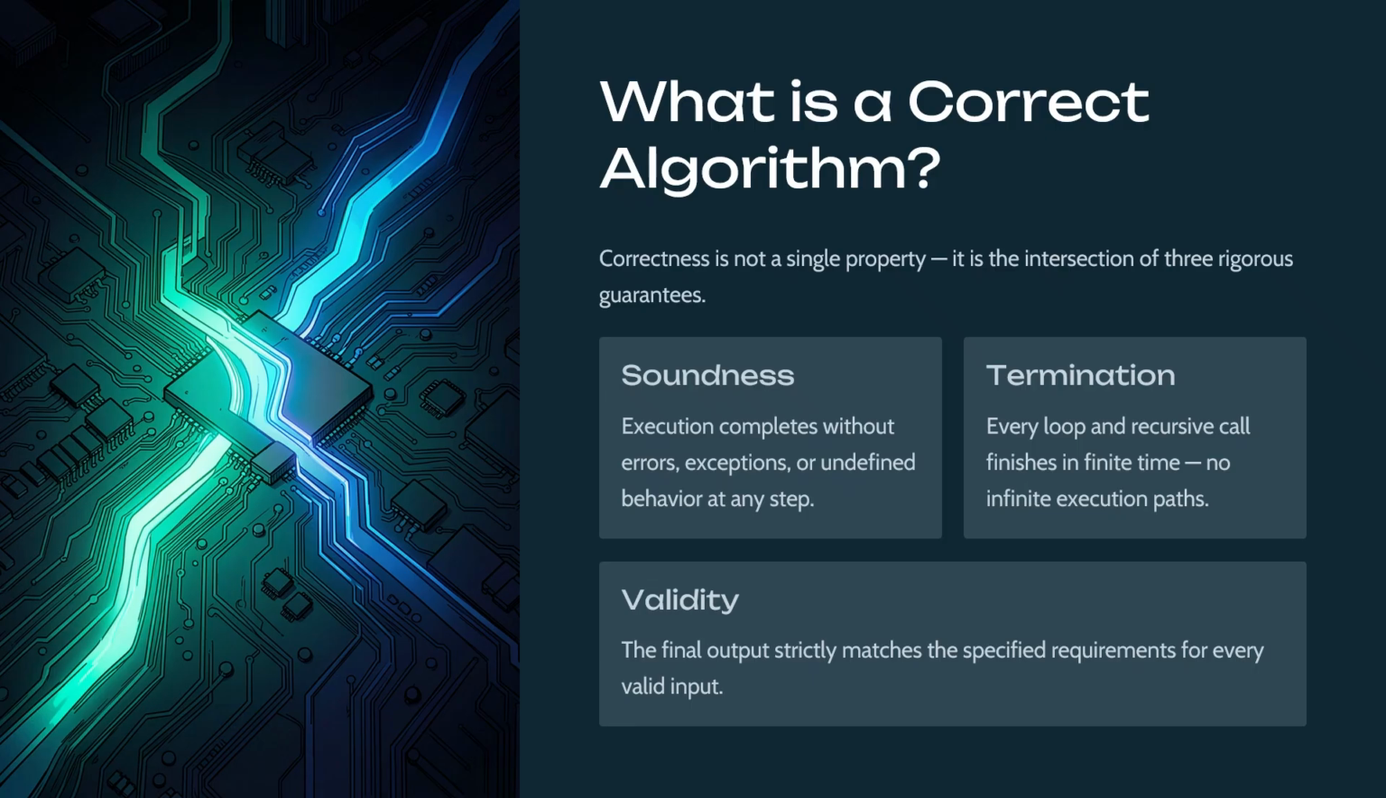The second property is termination. An algorithm should always complete its execution after a finite number of steps. It should never continue forever in an infinite loop or endless recursion. The third property is validity. Even if the program executes successfully and terminates, it must still produce the correct answer. The output should satisfy the original problem specification for every valid input. Therefore, an algorithm is considered correct only if it is sound, terminates successfully, and always produces the expected result.